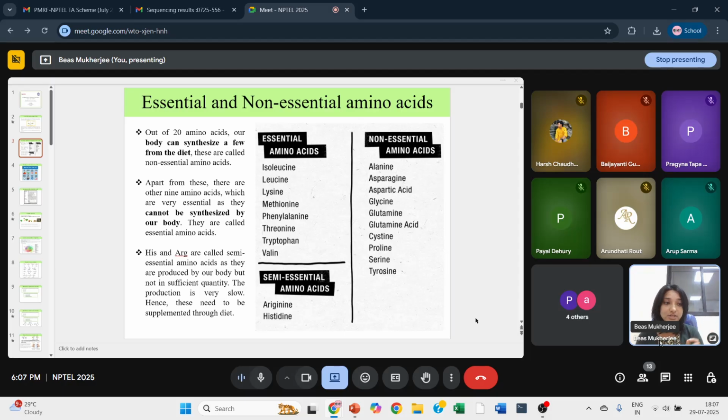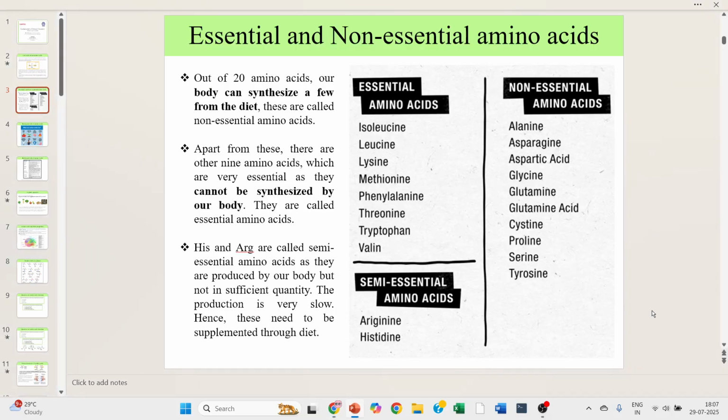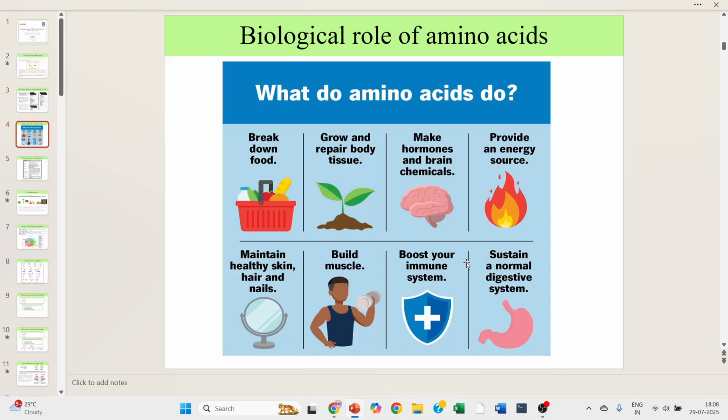Now, what are semi-essential? Some amino acids are produced by our body but in very minute quantities, and therefore we need supplementation from outside. These are semi-essential, right? So this is very, very basic, but sometimes you get MCQs from here. That is why it's better to remember.